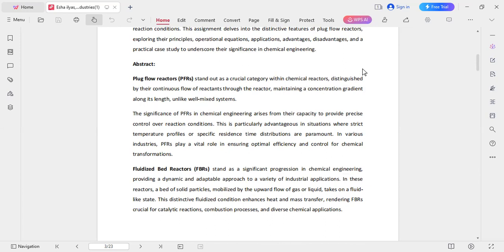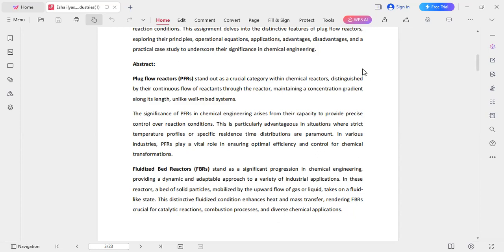The significance of plug flow reactors in chemical engineering arises from their capacity to provide precise control over reaction conditions. This is particularly advantageous in situations where strict temperature profiles or specific residence time distributions are paramount. In various industries, plug flow reactors play a vital role in ensuring optimal efficiency and control for chemical transformation.